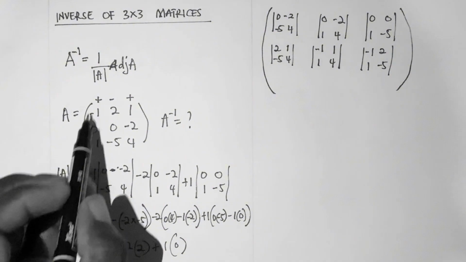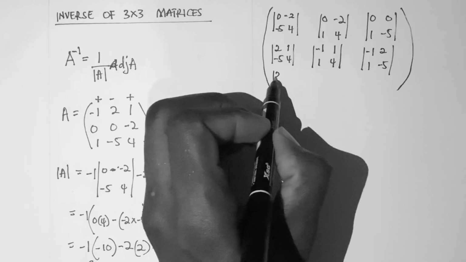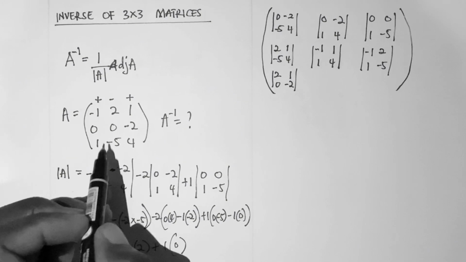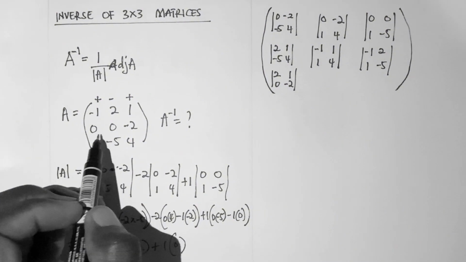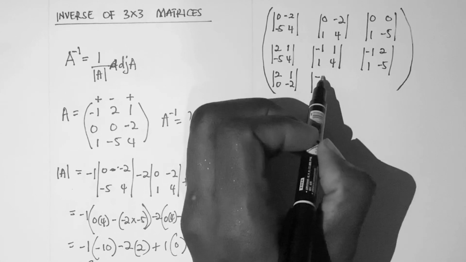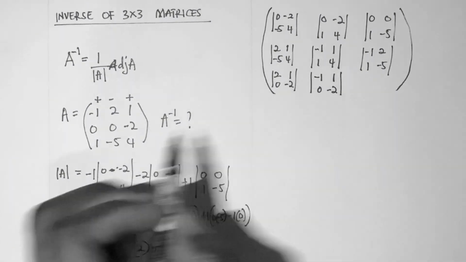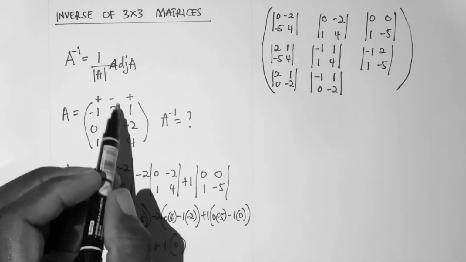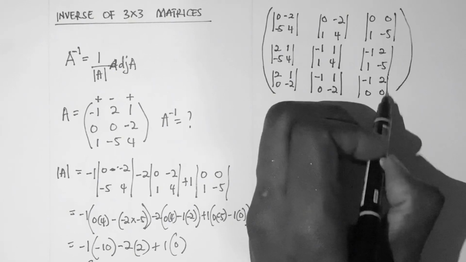Then let's come to this one. Rule out the row and column of this one. We are left with 2, 1, 0, minus 2. Then when we come to this element, which is minus 5, if we rule out the row and column of minus 5, we are left with minus 1, 1, 0, minus 2. And then the last one is this one, which is 4. If we rule out the row and column of 4, we are left with minus 1, 2, 0, 0.